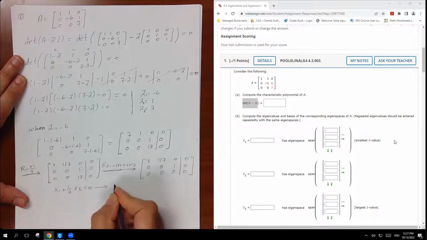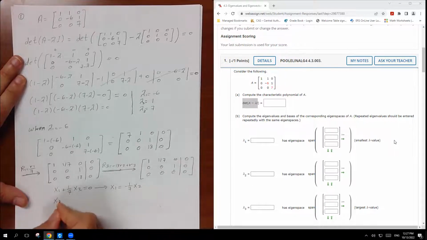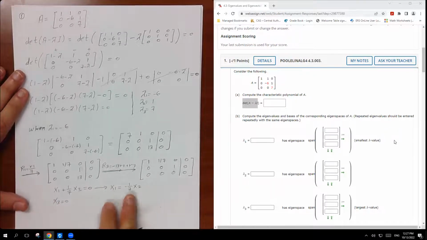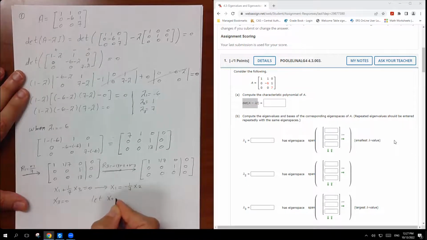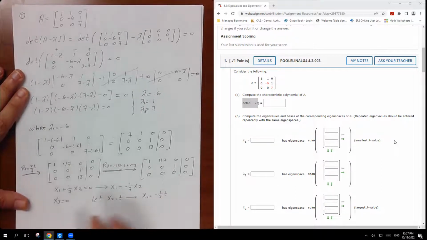So in this case, x1 is going to be -1 over 7 x2. And we have x3 equals 0. So x3 is 0. It's just a fixed number. So in this case, we're going to let x2 equal t. That means x1 is going to be -1 over 7t.